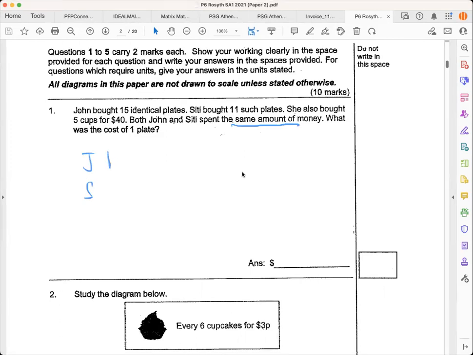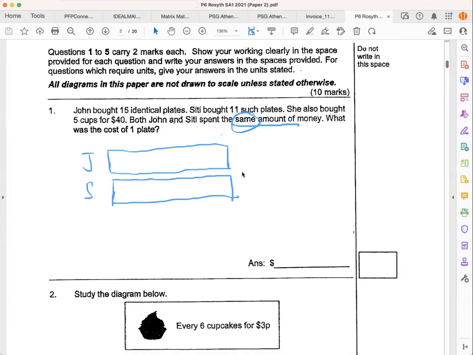Let me draw a bar model to represent the total amount of money spent by John. And then, of course, for City, it will be the same bar model because they spent the same amount of money. So the first statement says, John bought 15 identical plates. In other words, this entire bar of John's spending is on 15 plates.